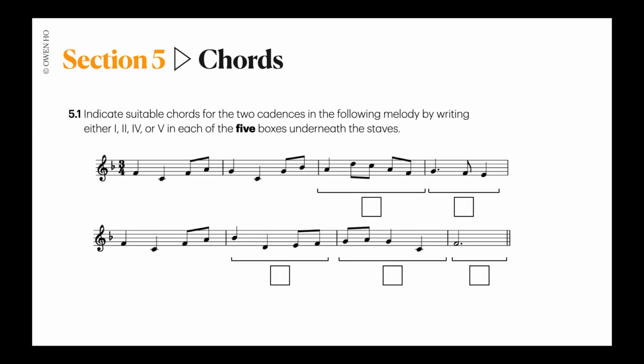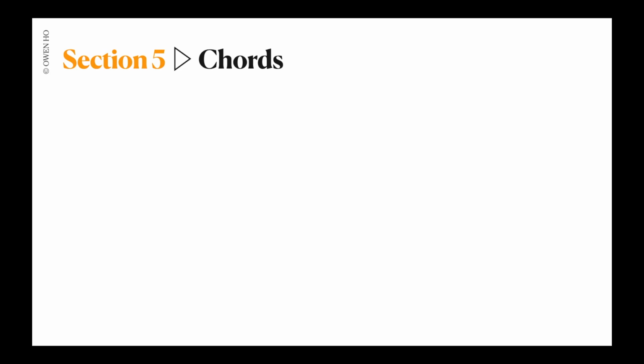Indicate suitable chords for the two cadences in the following melody by writing either 1, 2, 4, or 5 in each of the 5 boxes underneath the staves. In order to do questions like this, we first need to learn what chords are, and specifically triads.